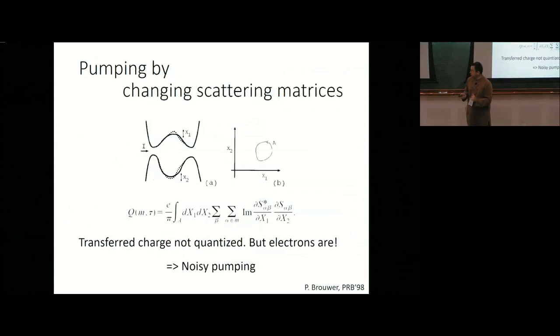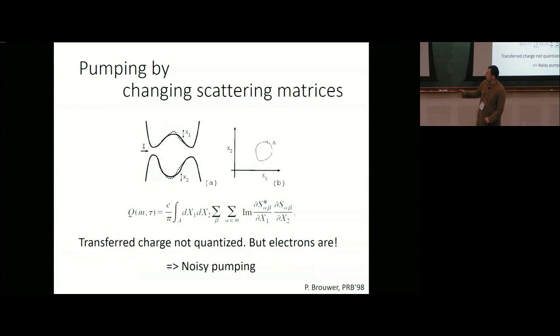Another famous pump is a pump based on quantum dots. We have a reservoir of electrons on the left, a reservoir of electrons on the right, and in between we have a quantum dot, and an electron that comes has some probability of being transmitted, has some probability of being reflected.